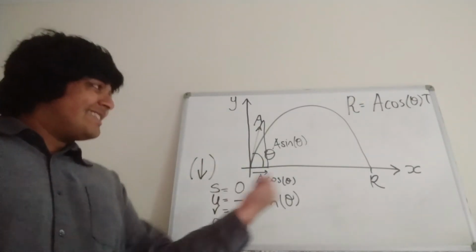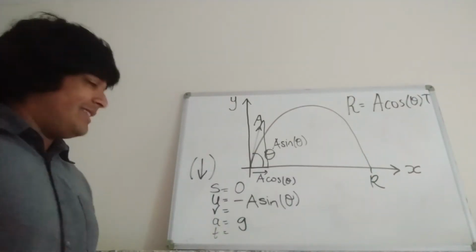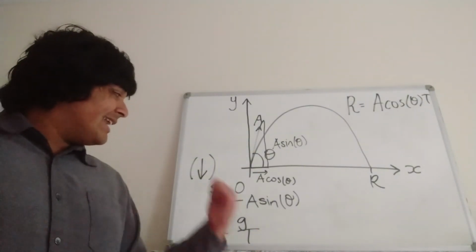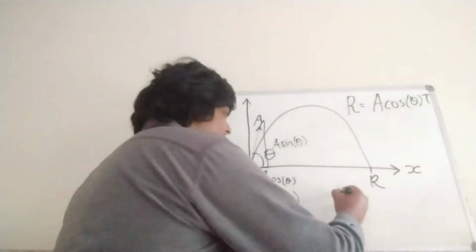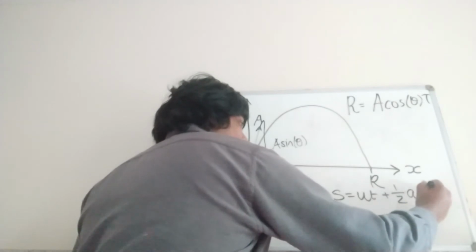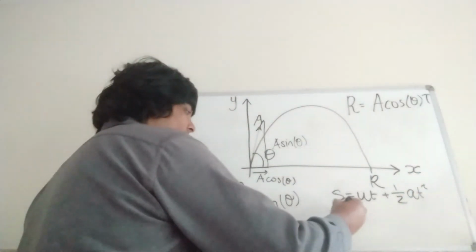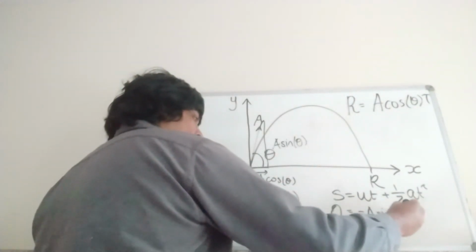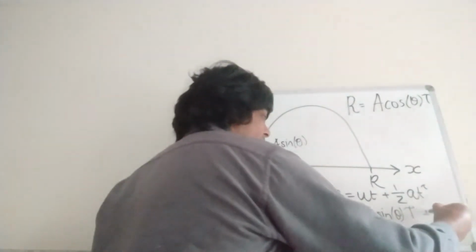Okay, and what is T? Well, T is still the capital T we had before. The time it takes to get there is still going to be the same, regardless of whether resolving horizontally or vertically. And again, we've got S, U, A, and T, so we're going to use S equals UT plus a half AT squared. Plugging in everything, S equals 0, U equals minus A sine theta, T, and then plus a half GT squared.